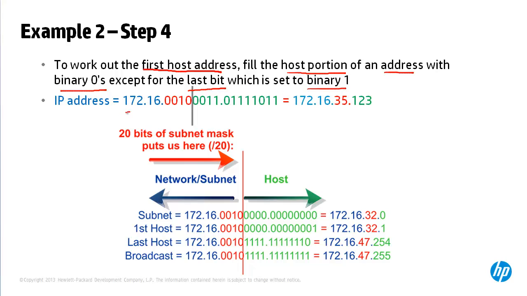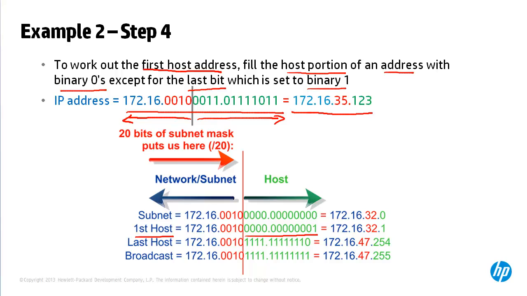So here's our address, 172.16.35.123. The first 20 bits of the address are network. So this portion once again is network. This portion is host. So to work out the first host, we fill the host portion with binary zeros except for the last bit, which is set to 1.